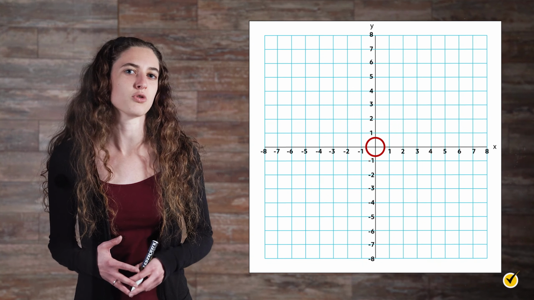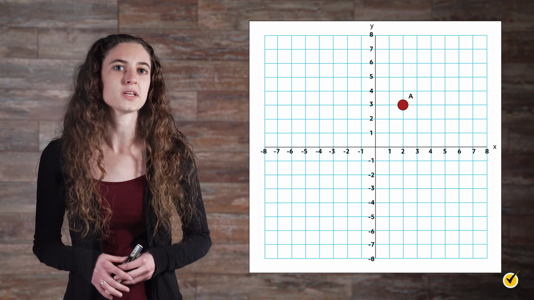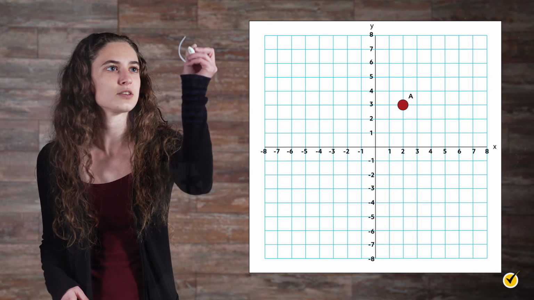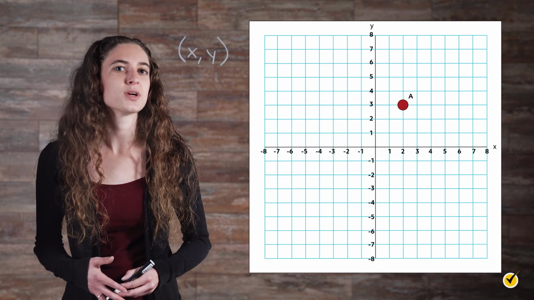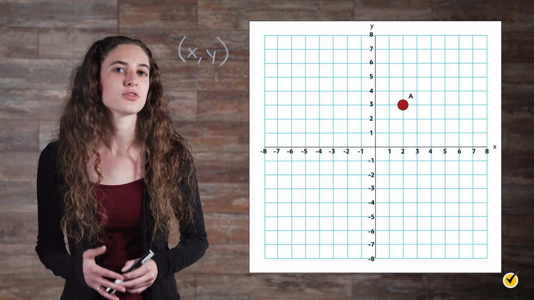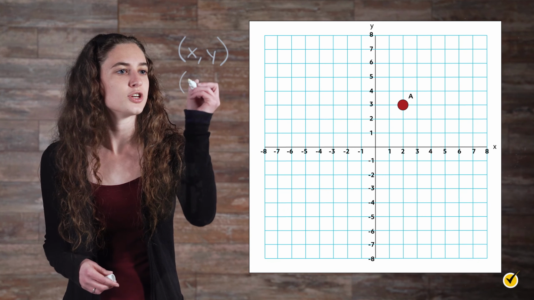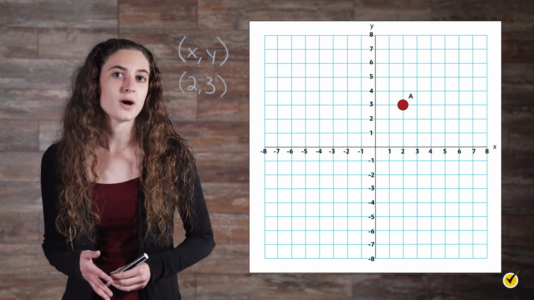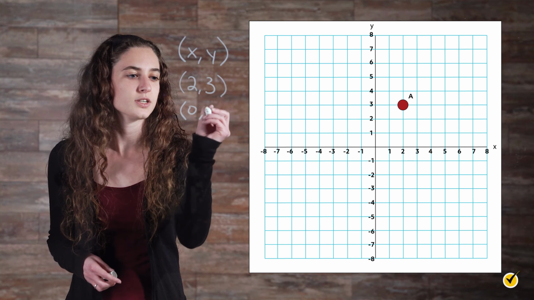Let's plot a point on the coordinate plane. The location of point A is given as a horizontal component x and a vertical component y, and written as (x, y). From the origin, to get to point A, we would count 2 units to the right and 3 units up. So the coordinates of point A are (2, 3). Likewise, the coordinates of the origin are (0, 0).